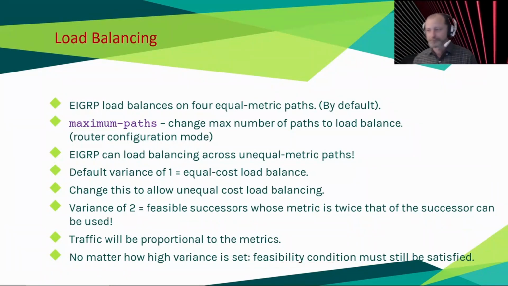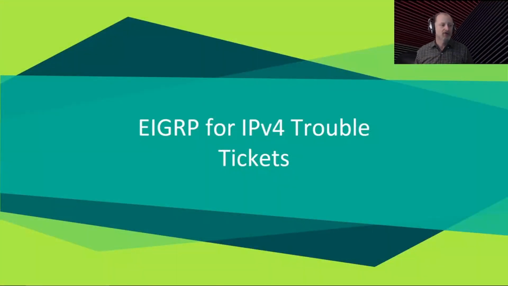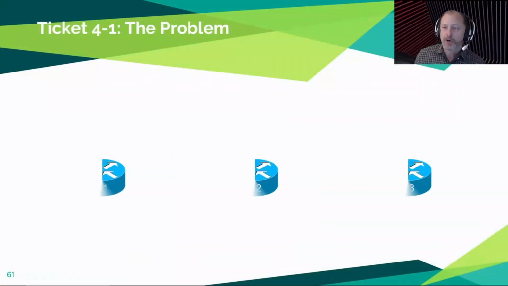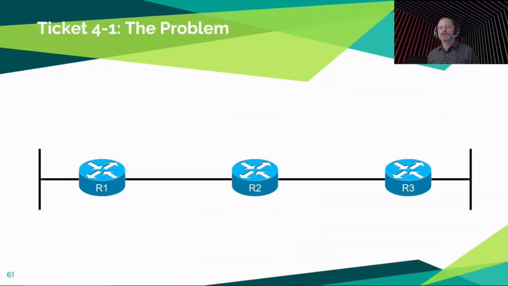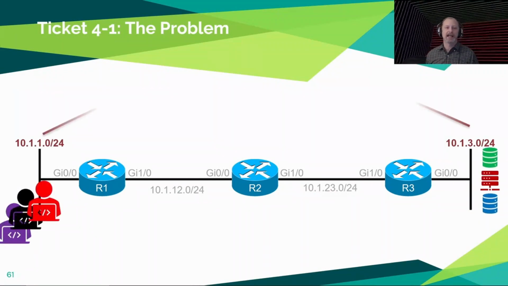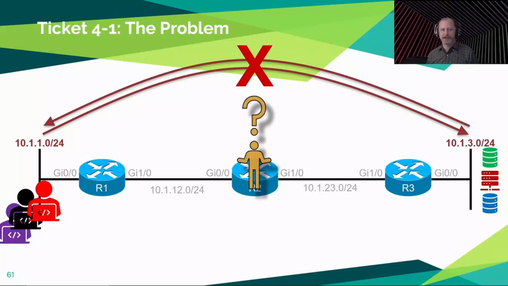Okay. Let's look at one of the trouble tickets for the chapter. The problem is users in 10.1.1.0 on the left complain that they can't communicate with stuff on the right in the 10.1.3.0 subnet.